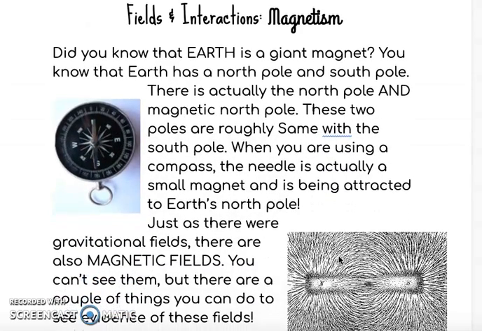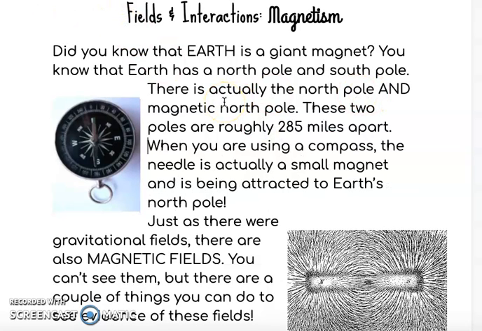So did you know that Earth is a giant magnet? I bet you knew that Earth has a north pole and a south pole, but there's actually a north pole and a magnetic north pole. Okay, I fixed it. So there's a north pole and a magnetic north pole. These poles are actually roughly 285 miles apart. This amount changes over time, which is one of my fun facts coming up, so you can kind of see how the magnetic pole has changed over time.